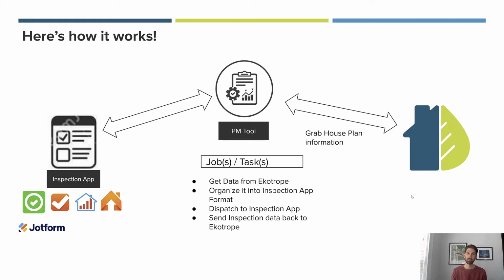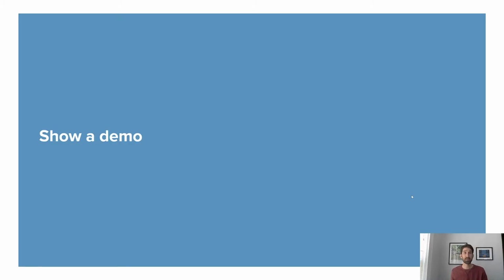It's a multi-step process, but anytime we integrate or connect software tools together, computers follow orders really well. So once we get the order of operations set up, they can execute those over and over again without making any mistakes. We just have to get those set up correctly. So let me show you a quick demo.